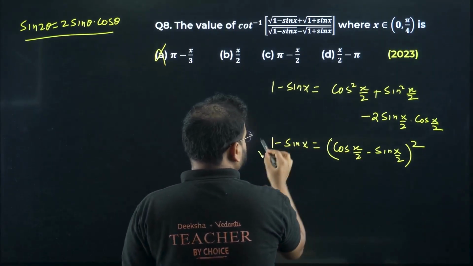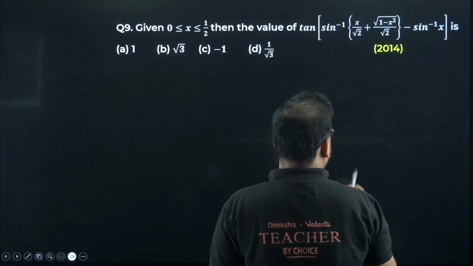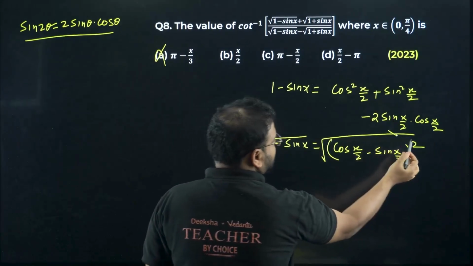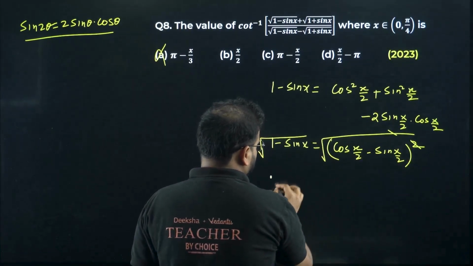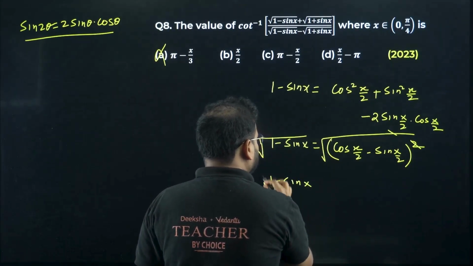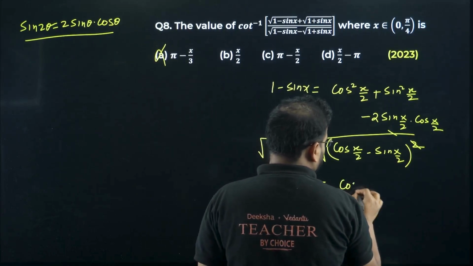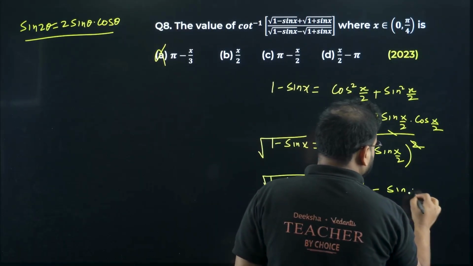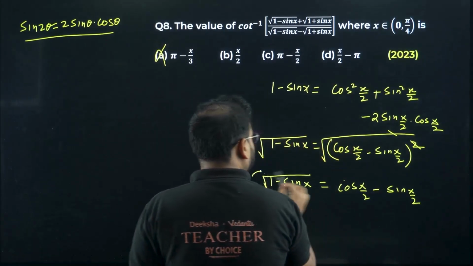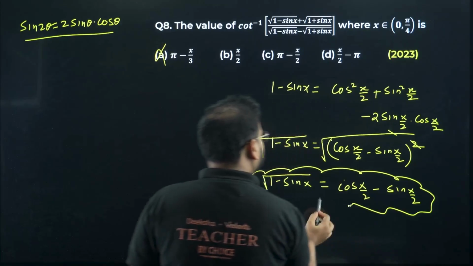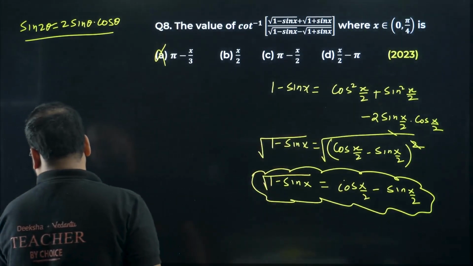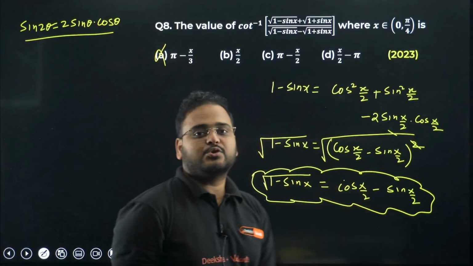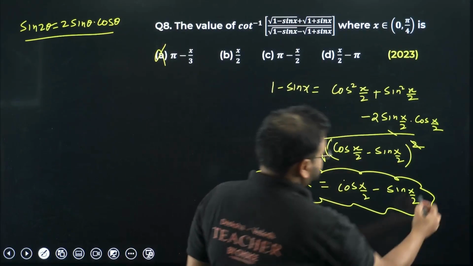Now apply root to this. Root on this side and root on this side. You can check here, this will cancel the effect. So I'll end up with root of 1 minus sin x is nothing but cos x by 2 minus sin x by 2. Is this clear? Cos x by 2 minus sin x by 2 is your first condition.